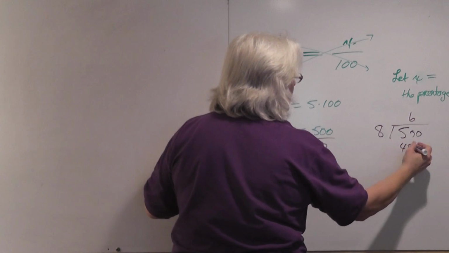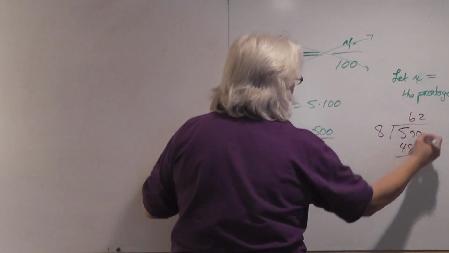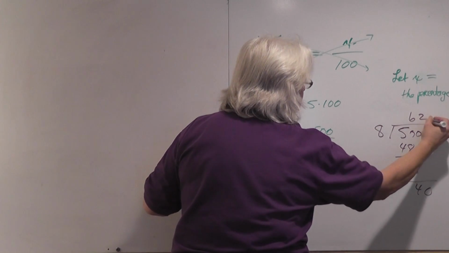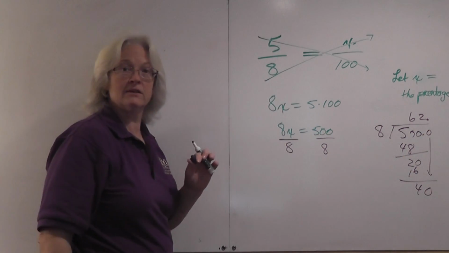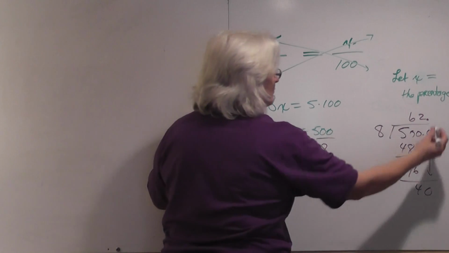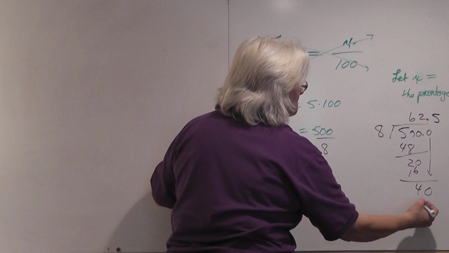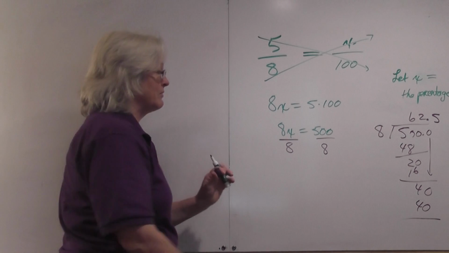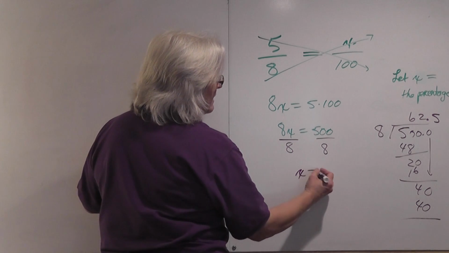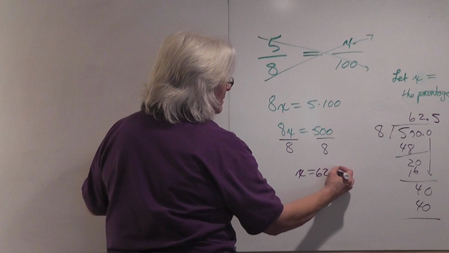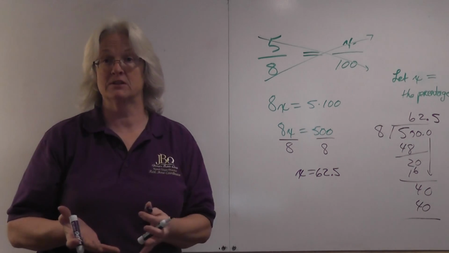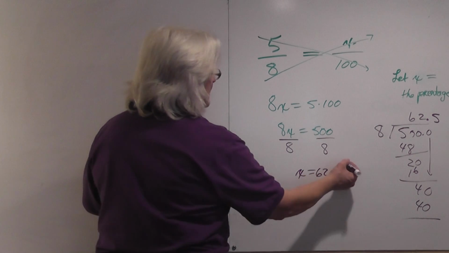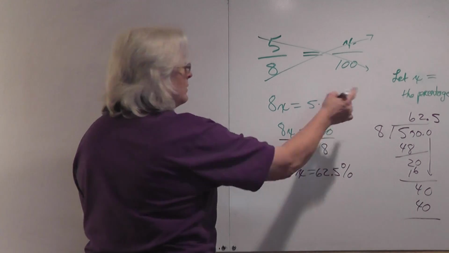6 8s are 48. 20. 2 8s are 16. And we have 40, where we annex a 0. 8 goes into 40 5 times. So what do we have? What value do we have for x? X is equal to 62.5. 62.5 what? It's 62.5% is what we have solved for.